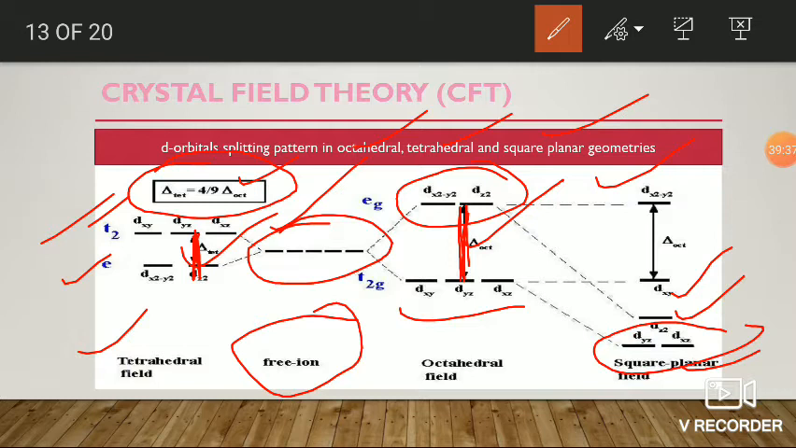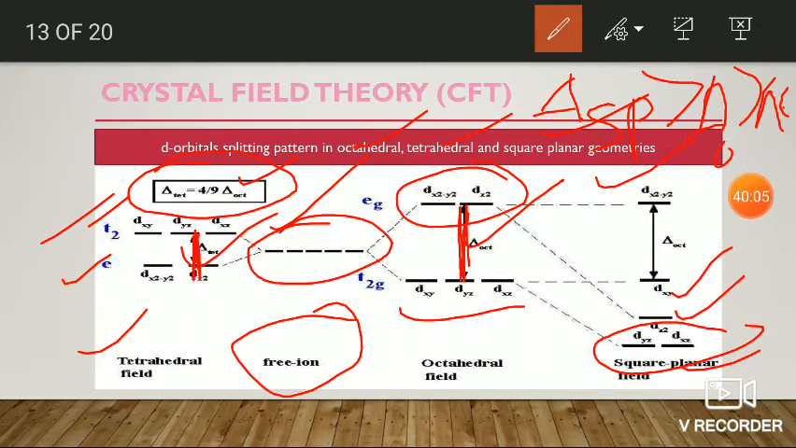Okay, fine. Next, in the case of crystal field stabilization energy of the various geometries, the highest one is delta sp, greater than delta O, greater than delta T. Okay, delta sp, delta O, delta T. Okay, fine.